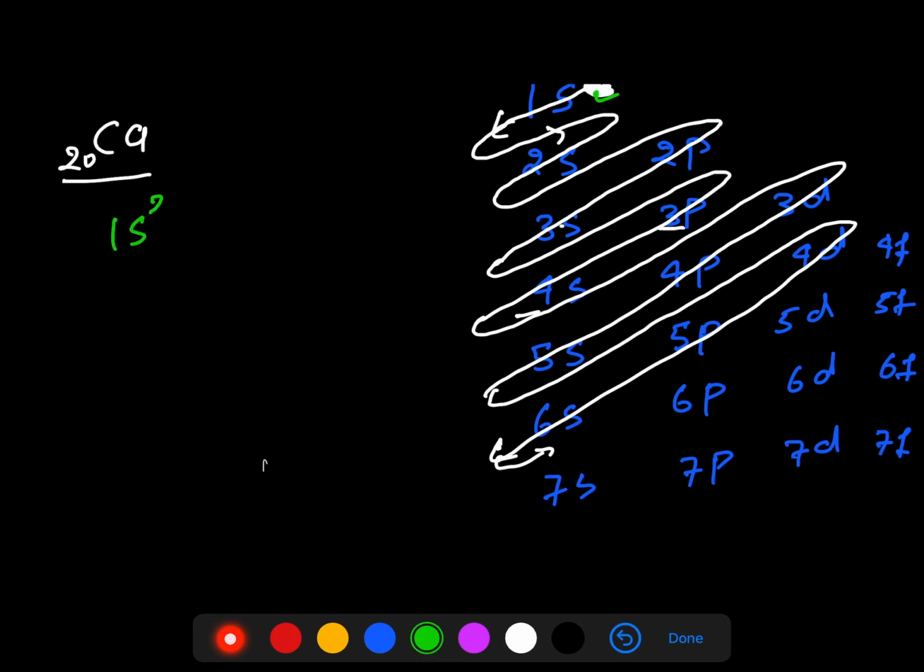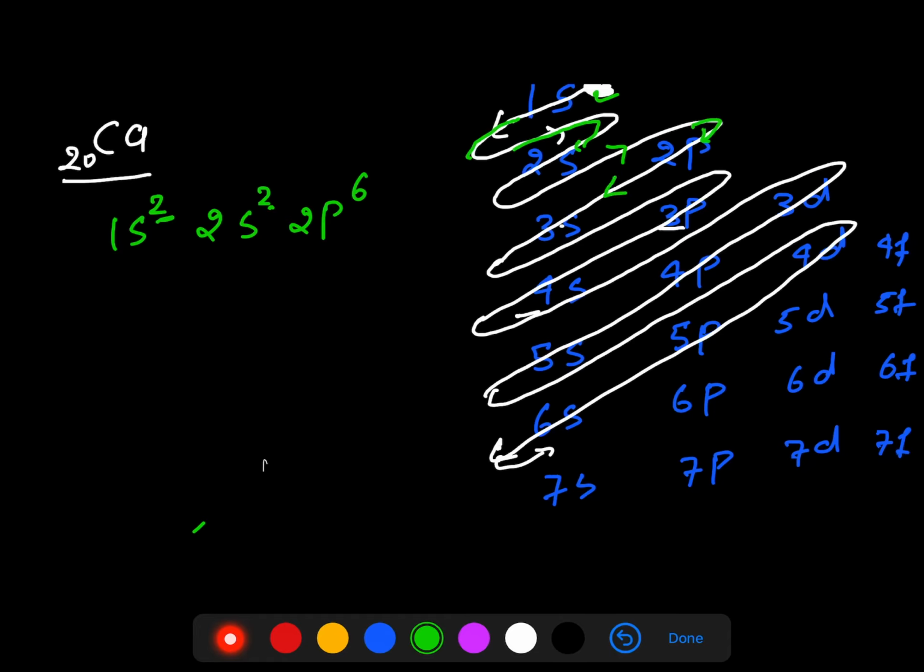So fill 1s to its capacity. We know the s subshell can take a maximum of 2 electrons, so 1s 2. Now, if you go along the arrow, you find there is 2s. So fill 2s. Again, s can take a maximum of 2 electrons. The numbers that you see over here are the number of electrons. Fine. After 2s is full, you'll go to 2p. Fill 2p. 2p can take a maximum of 6 electrons. So we gave 6 electrons to 2p.